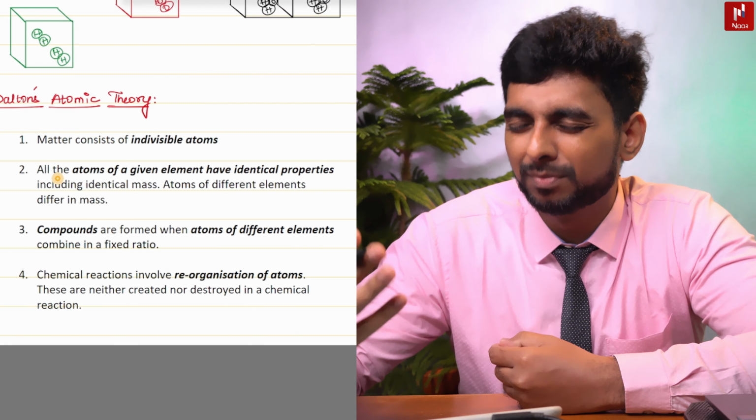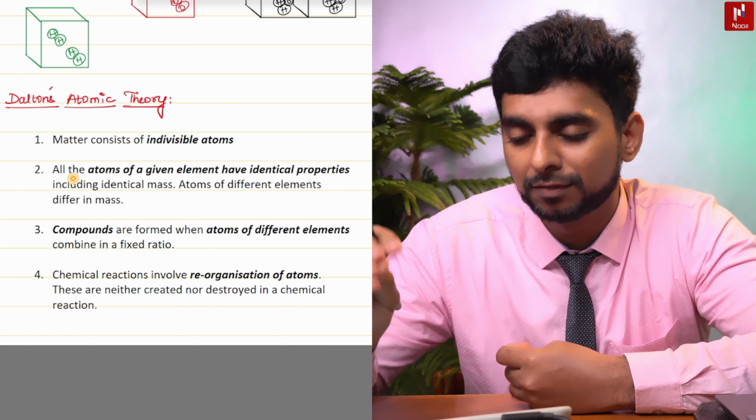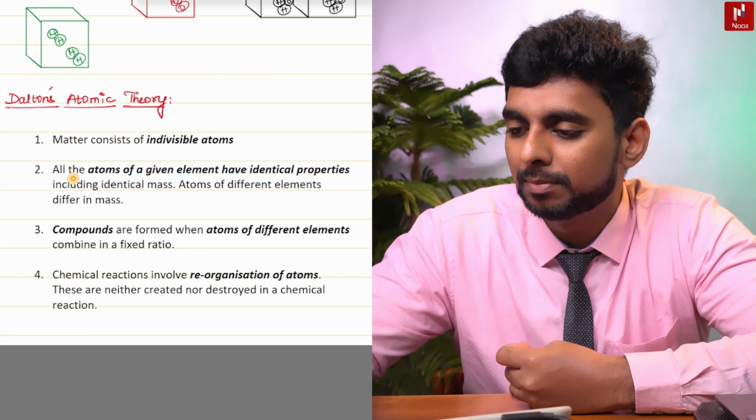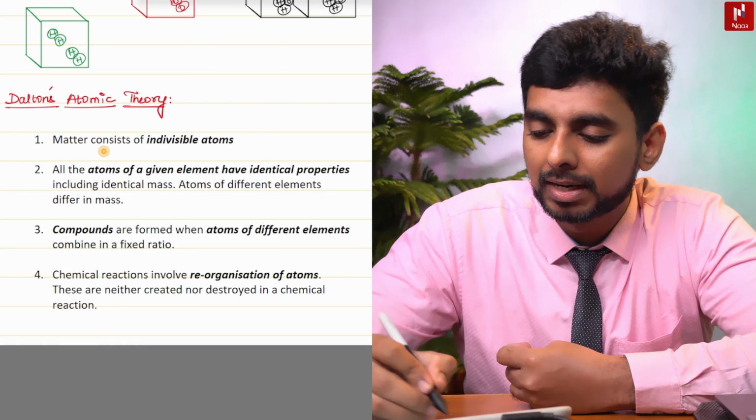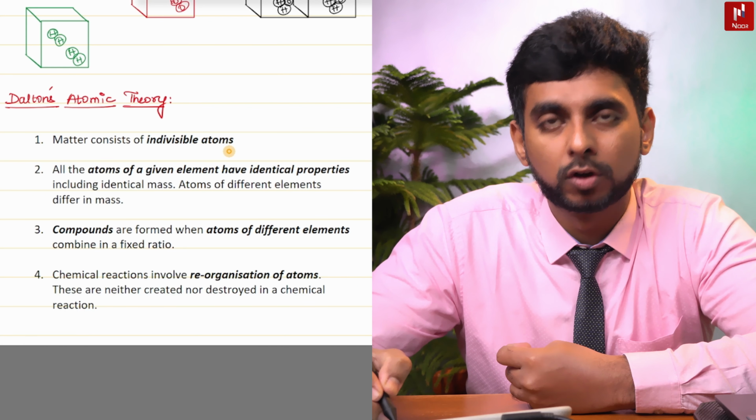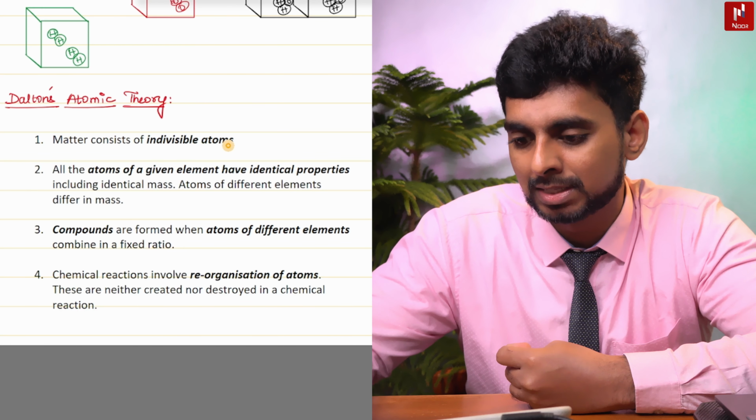So this is a kind of basic thing that we already know. The scientist who postulated this theory has given us 5 different statements. Let me read all those 5 statements. Matter consists of indivisible atoms. Okay, so this is the primitive first stage understanding.